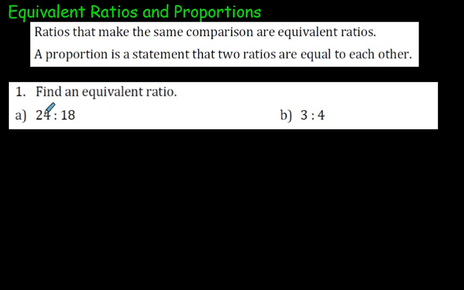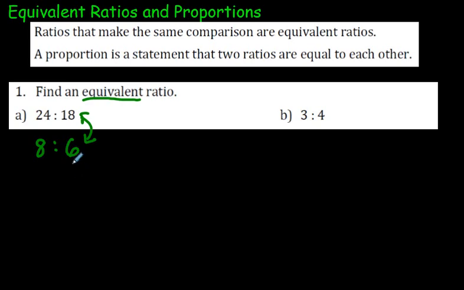So if you take 24 and 18, and this is a ratio here, and if you wanted an equivalent ratio, all you would have to do is multiply or divide these two numbers by the exact same thing. So can we think of a number that we could divide each of these by? What if we divided each of these by 3? 24 divided by 3 is 8. 18 divided by 3 is 6. Okay? So these two are equivalent ratios.